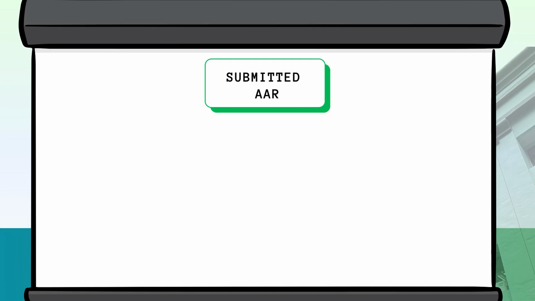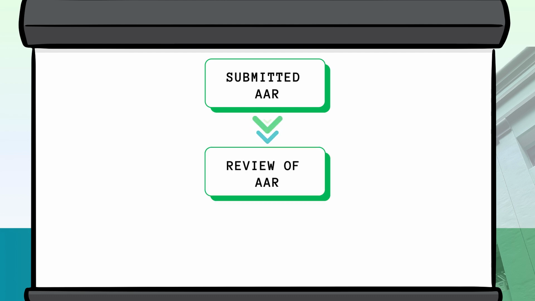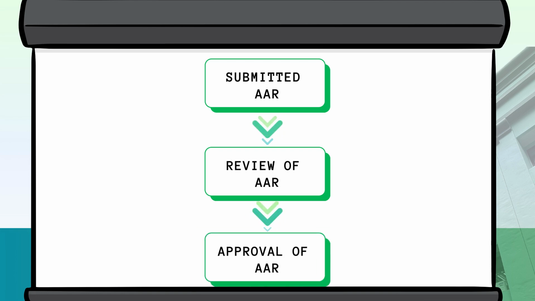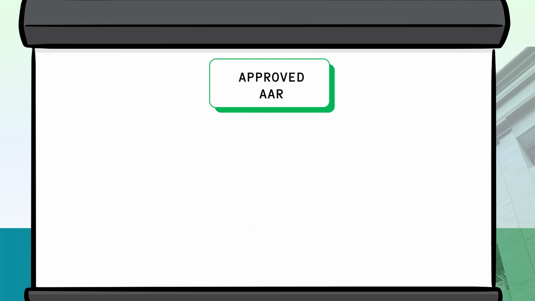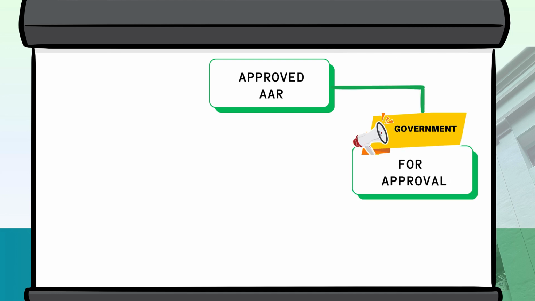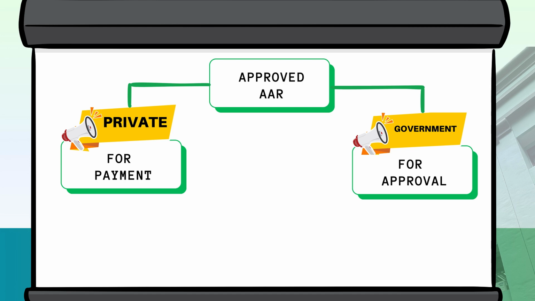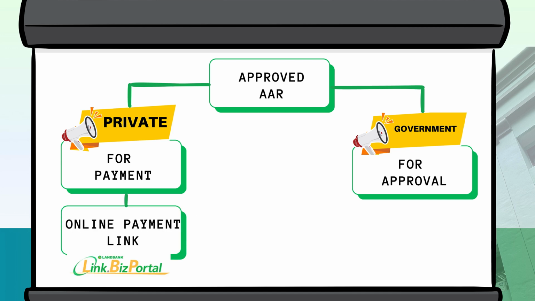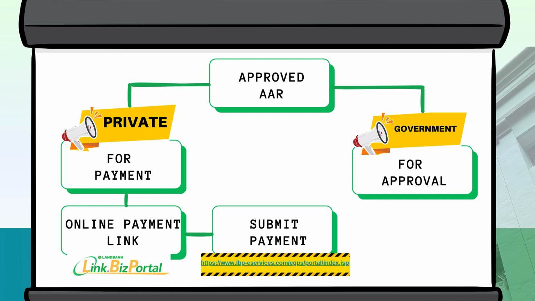Once the submitted AAR is received, it will be subject for review. If all the requirements are satisfied, then it will be recommended for approval. Once the AAR is approved, government applicants will be tagged for approval. For private applicants, it will be tagged as for payment. Then, an online payment link will be sent to your email. Next, please click the provided link to submit your payment.